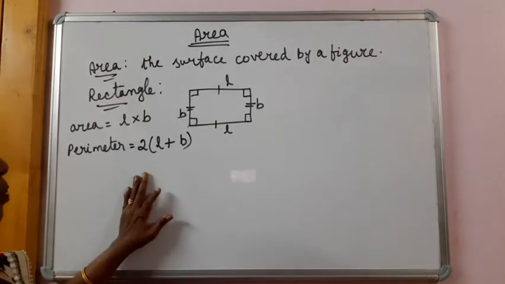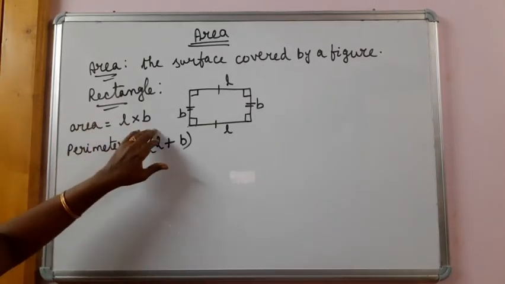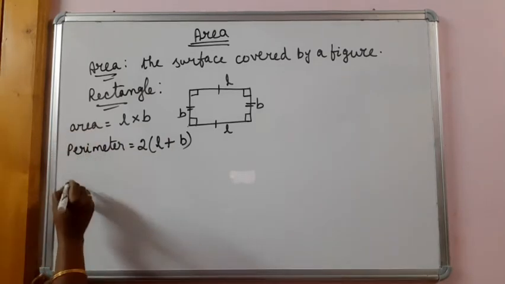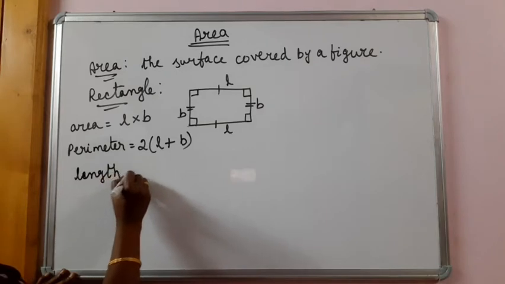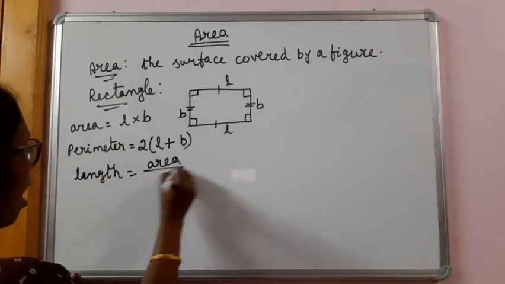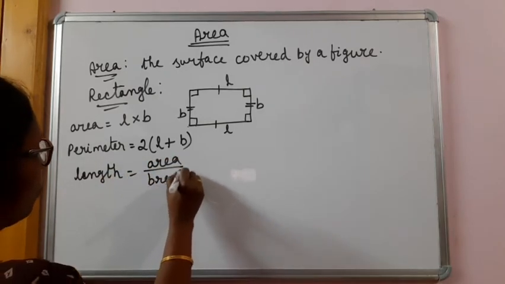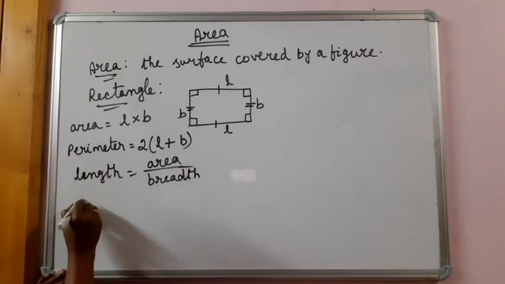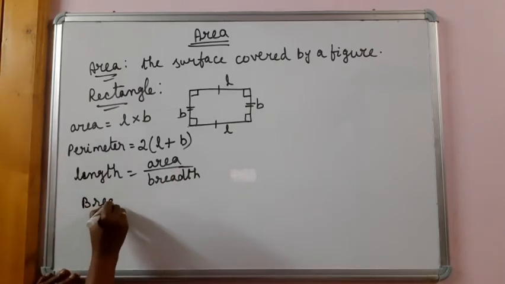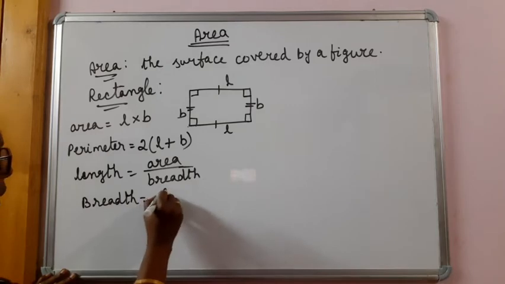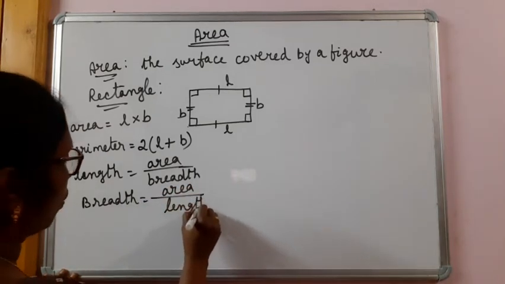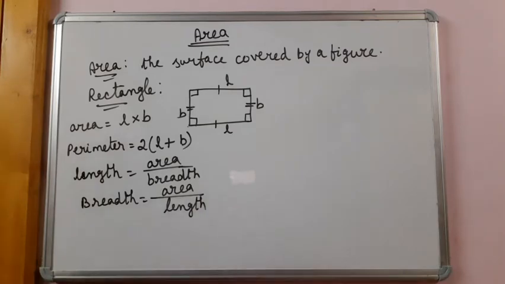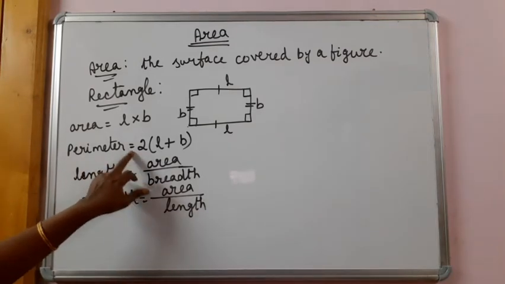Now let me explain. If you know L and B, you can find the area. Similarly, if you know breadth and area, you can find length: area by breadth gives you the length of the rectangle. In the same way, if you want to find breadth and you know area and length, area by length gives you the breadth. When we come to perimeter, it is the same thing.